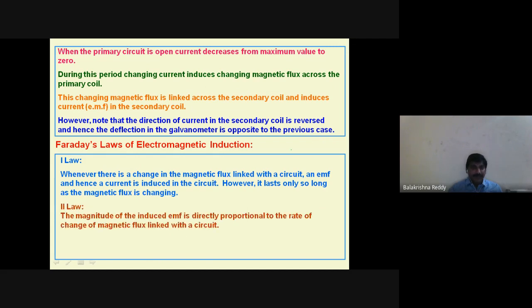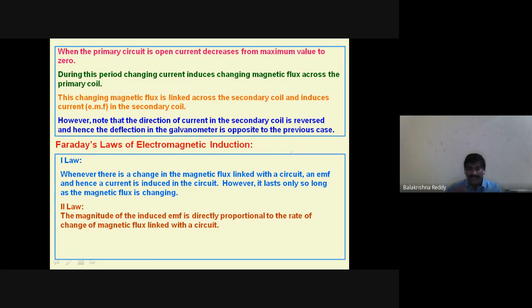Second law: the magnitude of the induced EMF, whatever EMF is inducing, is directly proportional to the rate of change of magnetic flux linked with the coil in the circuit.